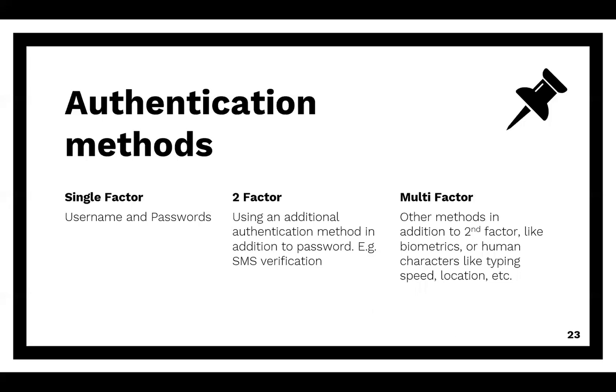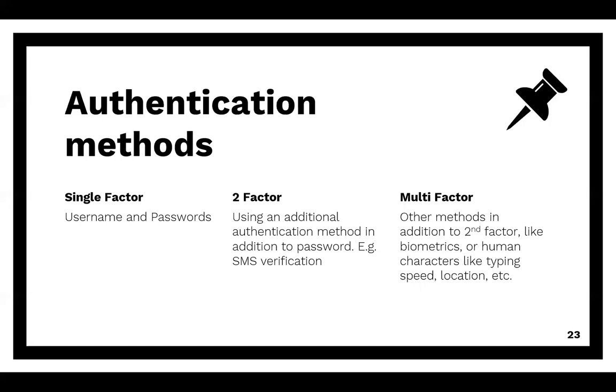When we're trying to verify someone's identity, we could use different methods, and each method has a different strength. The first one is a single factor authentication, which is simply using a username and password or PIN number. This is something you know.